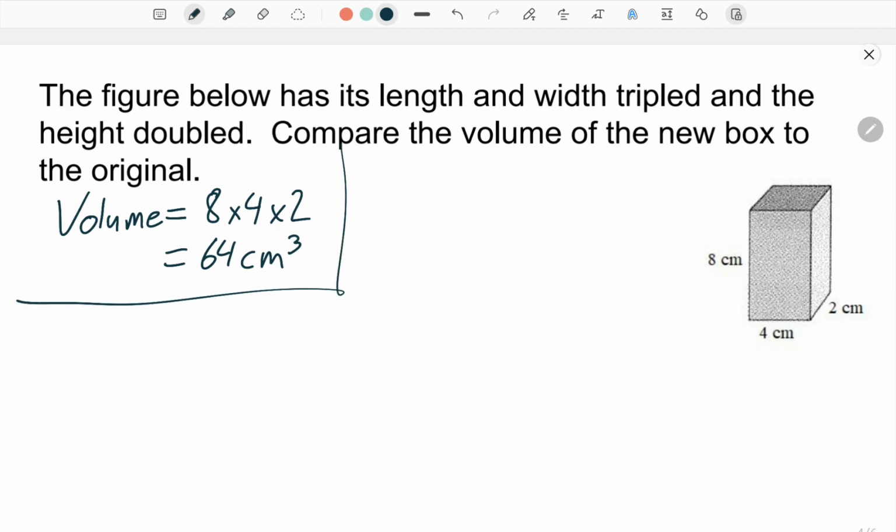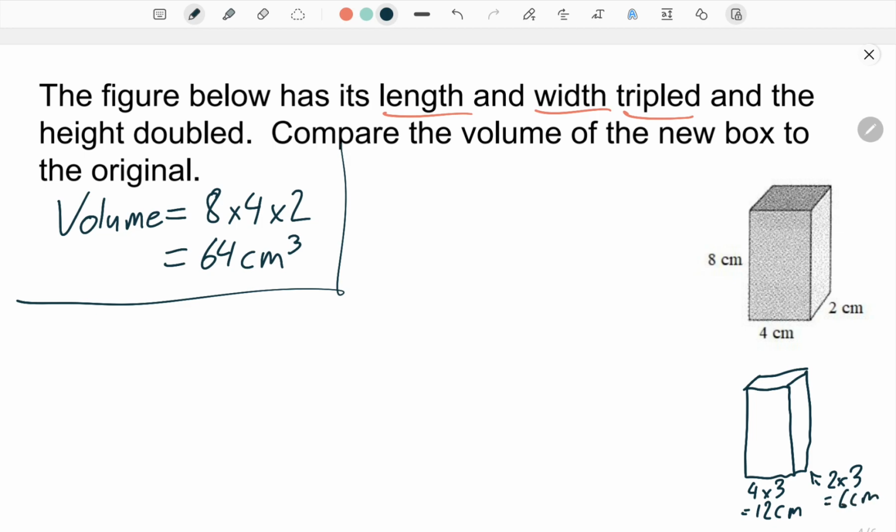All right, that was a nice quick and short calculation. Next, the new box. So the new box, let's draw a very rough diagram here to the side. So something like, wow, that is very rough. The length and the width are being tripled. So those bottom ones, 4 and 2, we're going to multiply them by 3. So 4 times 3 is equal to 12 centimeters. And 2 times 3 is going to equal 6 centimeters. So those are the new length and the width.